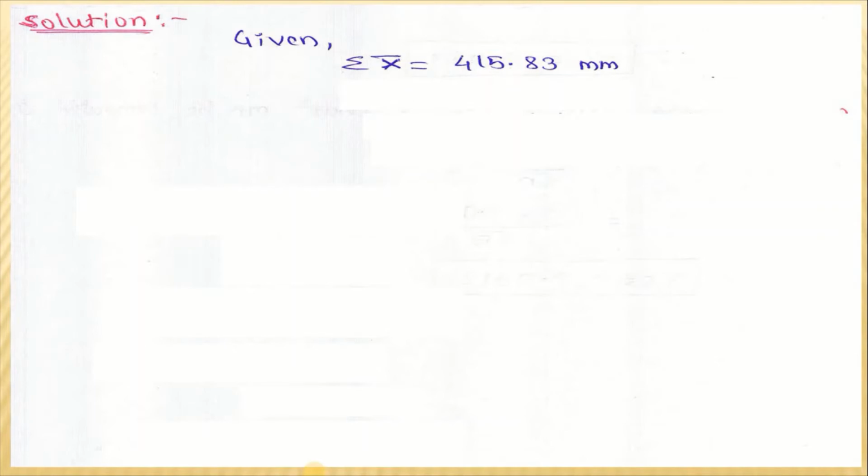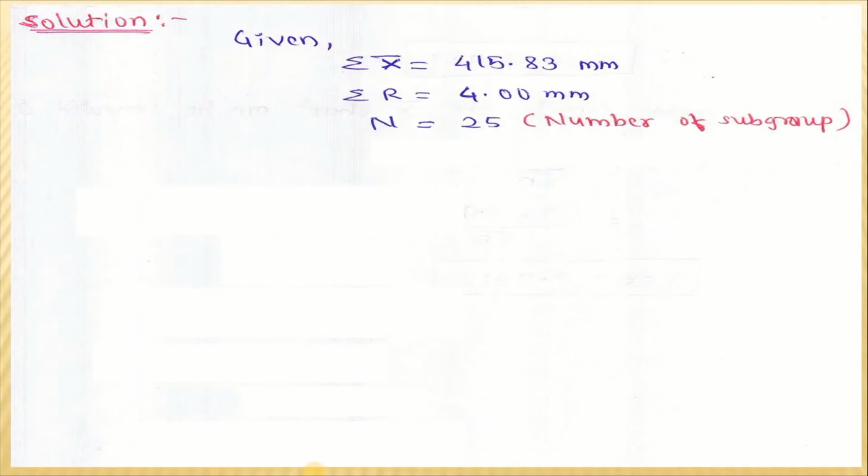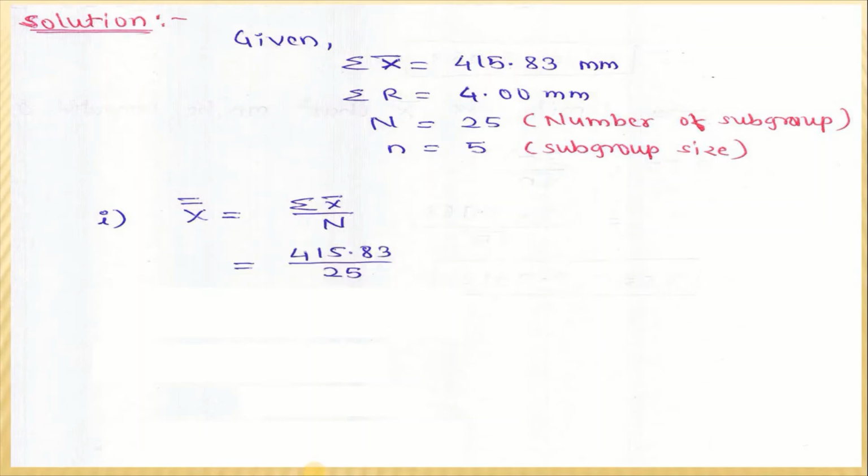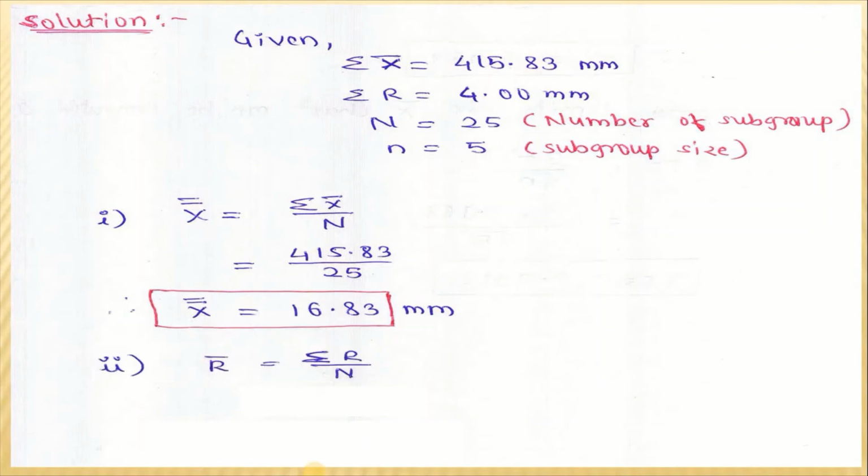Here we are given the data: summation X bar is 415.83 mm and summation R is given as 4 mm, and the number of subgroups is given as 25, that is capital N, and the subgroup size, that is the number of components in each subgroup, is 5. First we will calculate the X double bar, that is the grand average, based on the formula summation X bar upon capital N, the number of subgroups. So we are getting the X double bar, the grand average, as 16.83 mm.